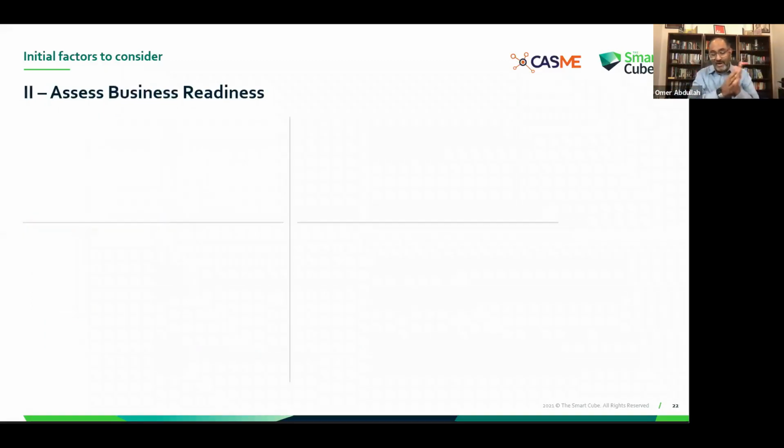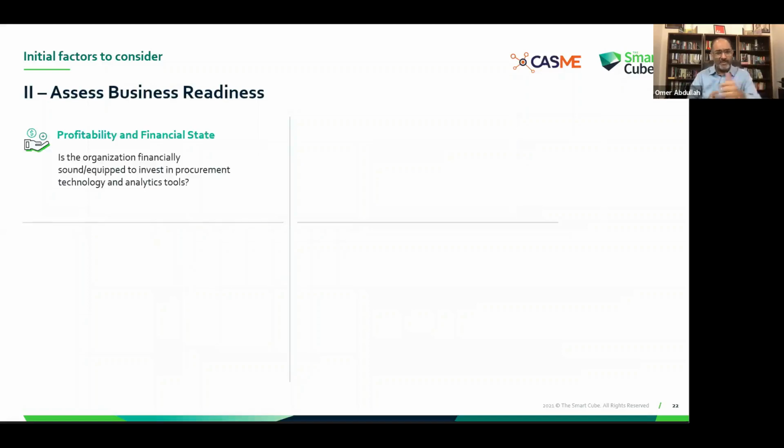The second piece is around assessing business readiness. And there's four pieces to consider here. The first one is going to be profitability and financial state. Is the organization financially sound, equipped to invest in procurement technologies, analytics, and tools?